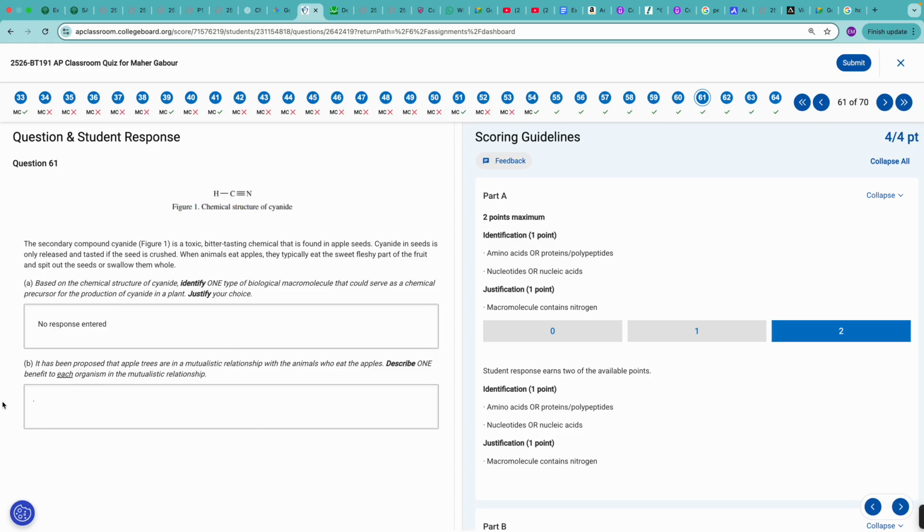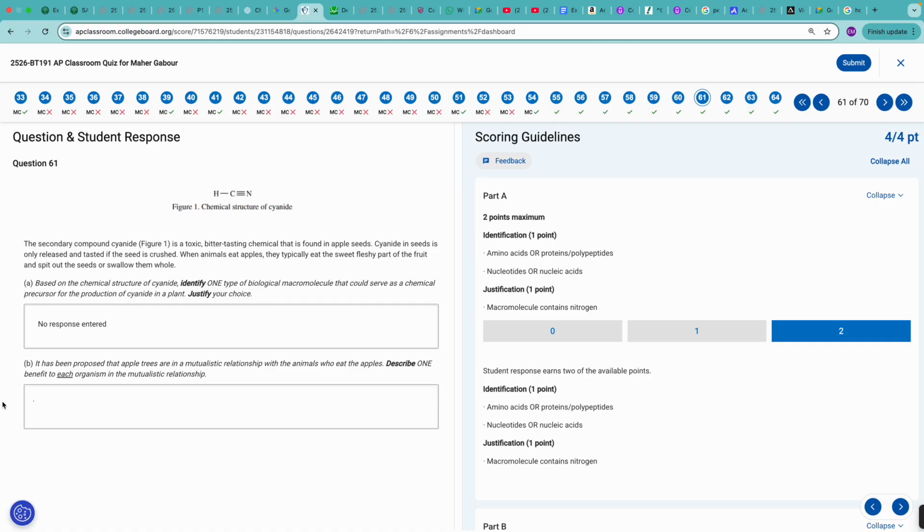Based on the chemical structure of cyanide, identify one type of biological macromolecule that could serve as a precursor for the production of cyanide in plants. Justify your choice. Okay, let's read. Cyanide is a toxic, bitter-tasting chemical found in apple seeds. It is only released and tasted if the seed is crushed. When animals eat apples, they typically eat the sweet fleshy part and spit out the seeds or swallow them whole.